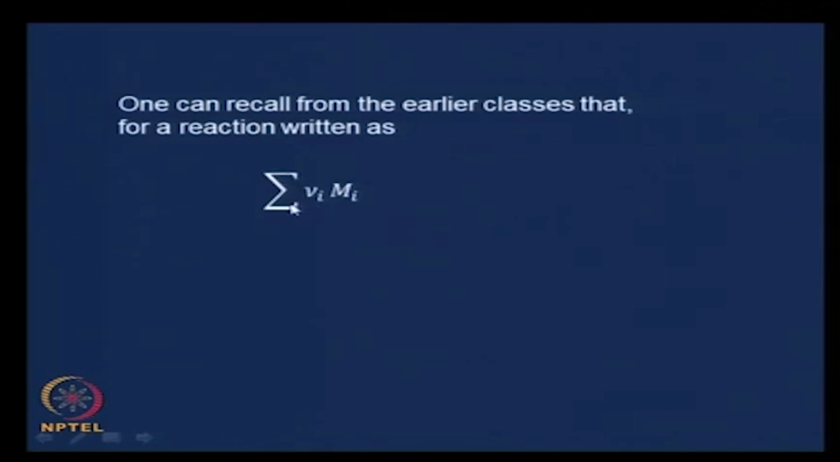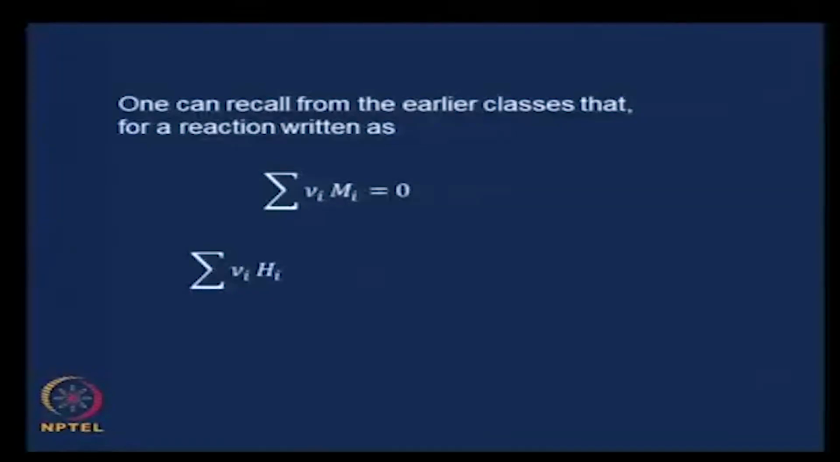and sum over ν_i M_i equal to 0 for a reaction written like this, as just mentioned, sum over ν_i H_i. Recall that ν_i is positive for products on the right hand side of the chemical expression, and ν_i is negative for the reactants on the left hand side of the chemical expression. This ν_i H_i summed over all i is nothing but the enthalpy change in the reaction or of the reaction.